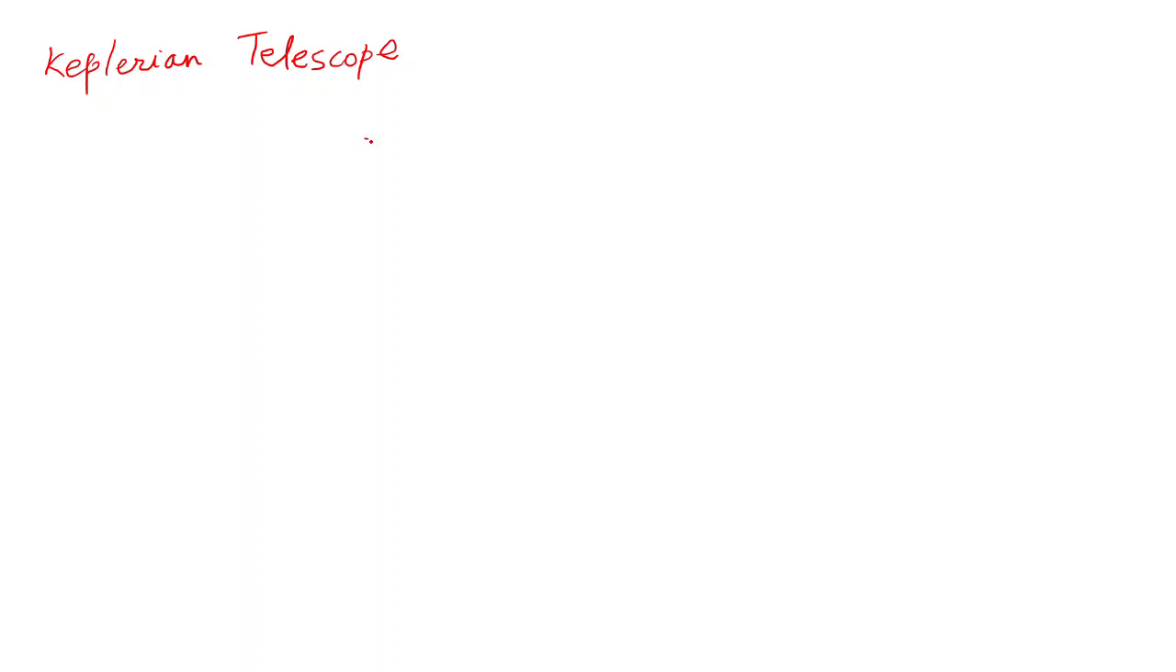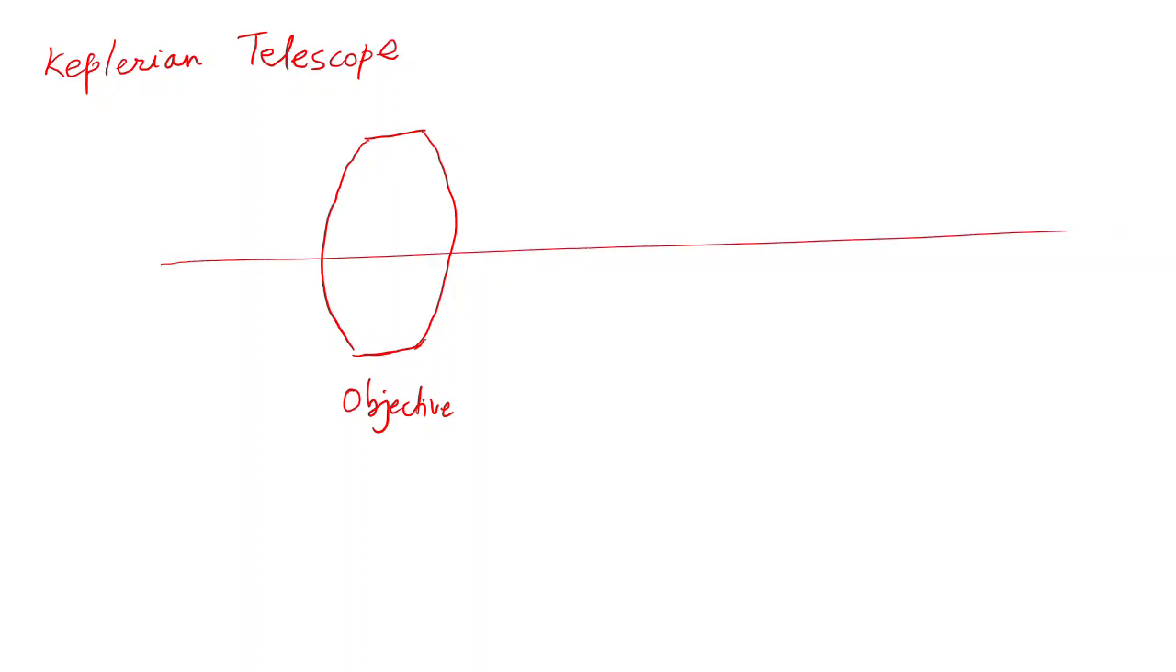First you have a large objective. So this is the objective, and let's say the objective has a focal length of f0. So let's say it has an optical axis like this. So let's say it has a focal length of f0, and that is where the image will form. And from here, let's put another eyepiece with a focal length of fe. So let's have a smaller eyepiece here.